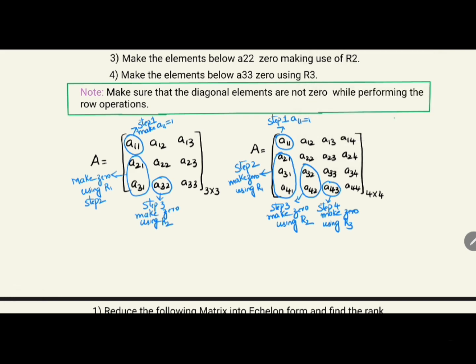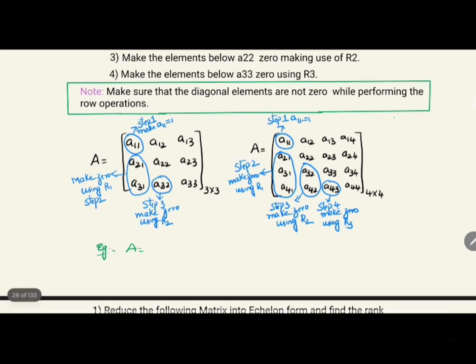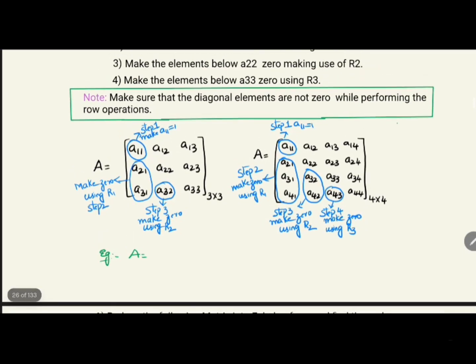Okay, so here is the example. Let us assume I am taking A as 2 3 0 1, 4 5 6 0 and 1 3 2 4. So this is a 3 by 4 matrix I have taken. Now what is the first step?